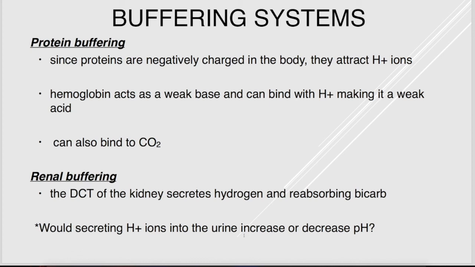Now down here, would secreting H+ ions into the urine increase or decrease pH? If you are secreting H+ ions in the urine, you're acidifying the urine, and that's going to cause the blood pH to go up. It's going to alkalize the pH.